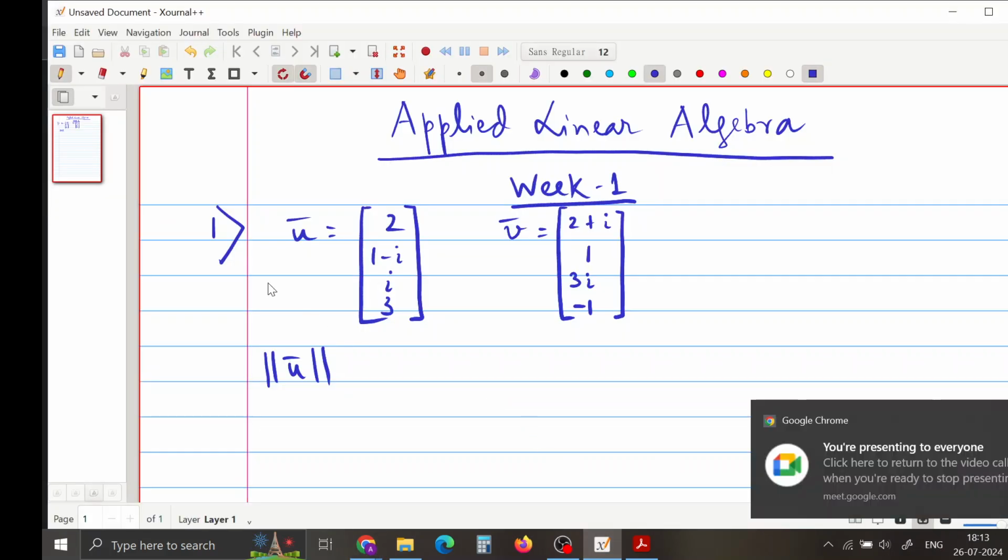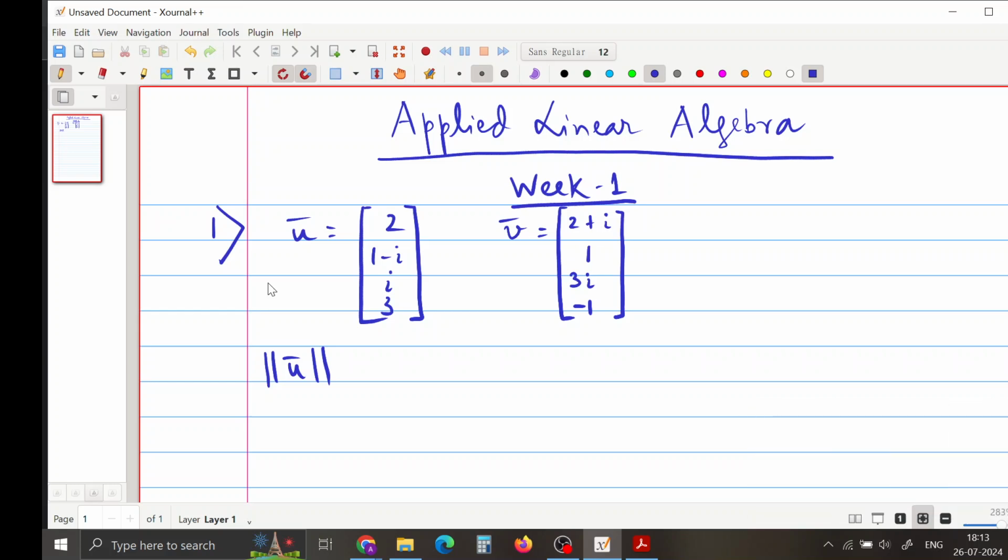So it will be the square root of 2 squared plus magnitude of 1 minus i squared plus i squared plus 9. Correct, that is 3 squared. Exactly, this is how we find the norm. And just to be extra cautious, it's not simply the square in this case, but the magnitude squared, because we are dealing with complex vectors.